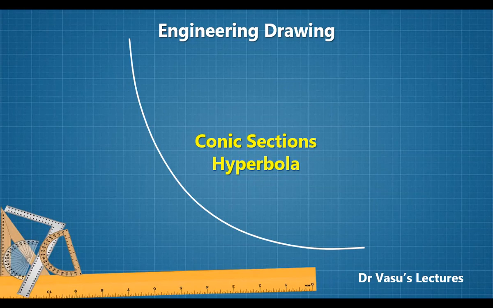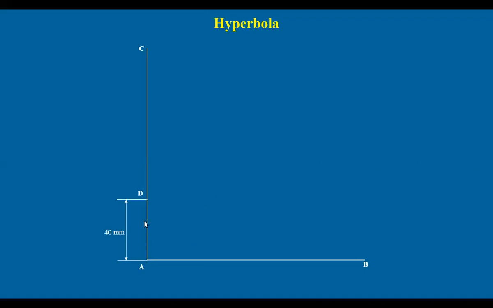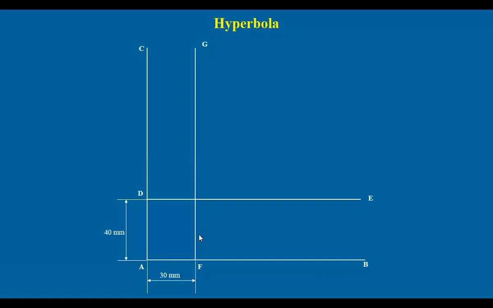Okay, let us see the construction of hyperbola. Suppose you are given two lines AB and AC perpendicular to each other, and a point on the curve at some distance from these lines. The distance is 40 mm from AB, and from AC also at some distance, say 30 mm. The curve is passing through this intersection point. Now we want to construct the hyperbola.